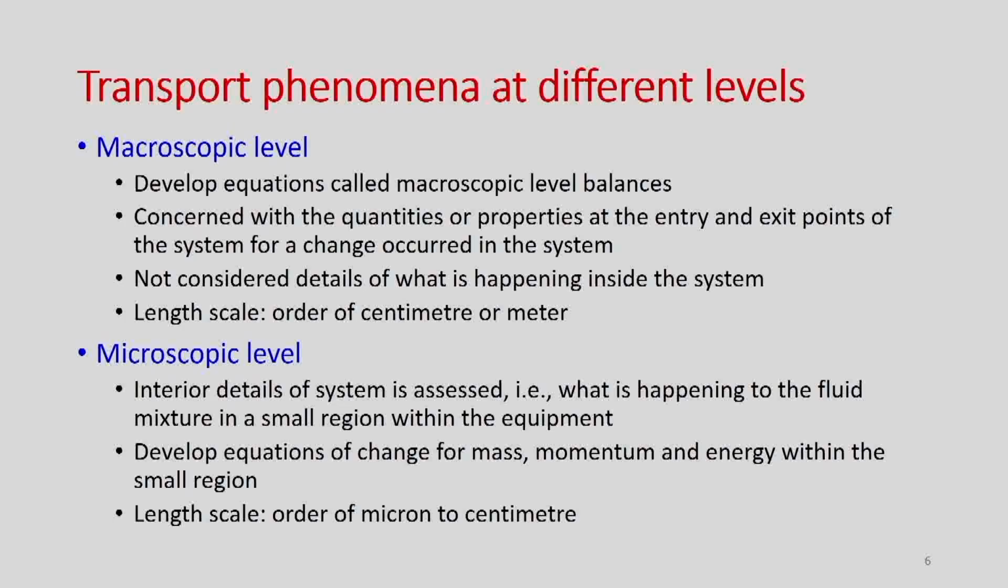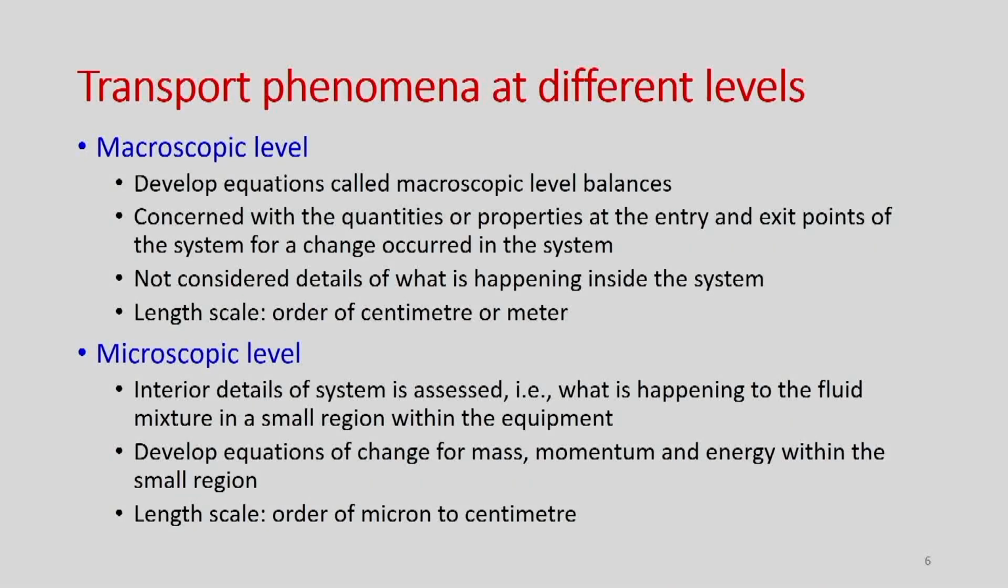At the macroscopic level, in general we develop equations called macroscopic balance equations, where we take the concerned quantities or properties at the entry and exit. Whatever the inlet and outlet conditions are, only those we are worried about. We are not worried about what changes occur because of some change in the system. So, we do not consider the details of what is happening inside the system when you make some change to the system. Those inside details are not considered at this macroscopic level, and in general the length scale for them is of the order of centimeters or meters.